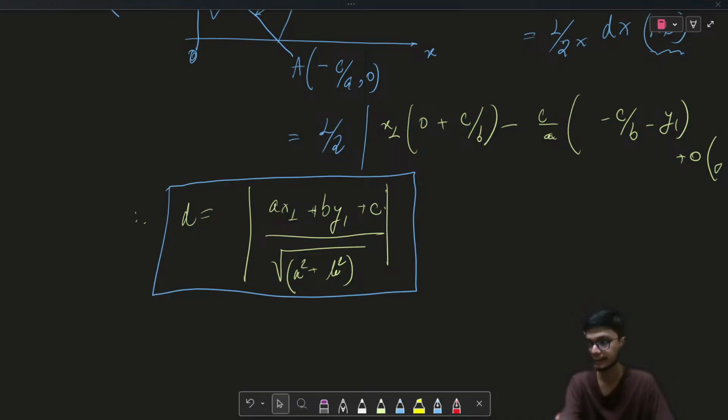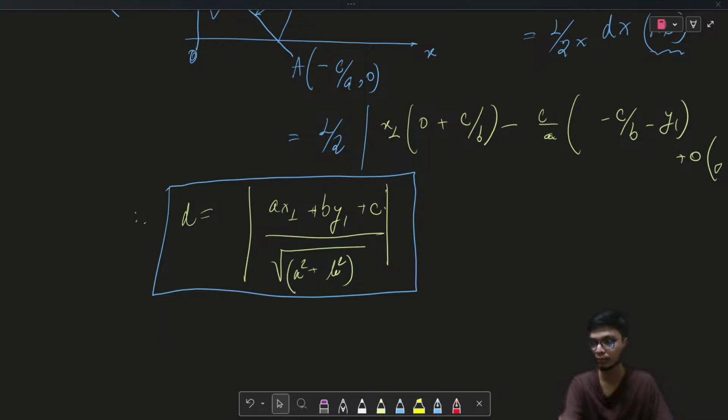Is this part clear? Do let me know if this part is clear or not. Okay, I presume this part is clear.